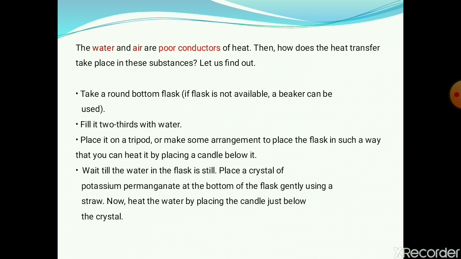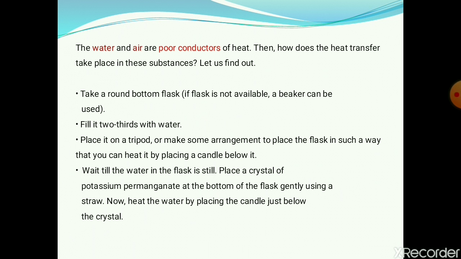Let us find out. Take a round bottom flask. If a flask is not available, a beaker can be used. Fill it 2/3 with water. Place it on a tripod or make some arrangement to place the flask in such a way that you can heat it by placing a candle below it.